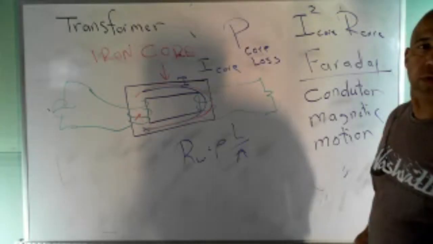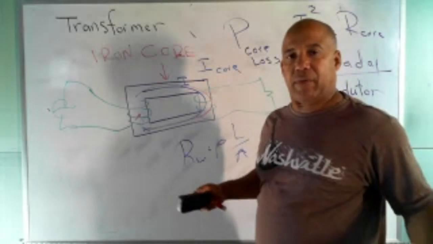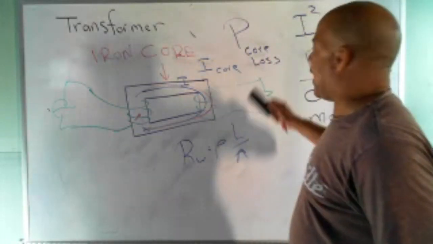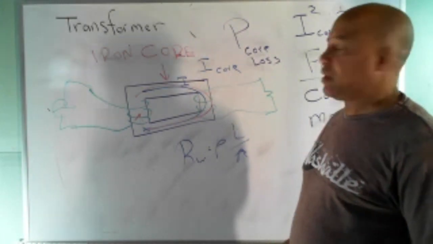So that's a power loss. So in fixing the problem of the varying rate of magnetic field, we create a core loss. It's just a trade-off we have to live with. You can't get rid of it.